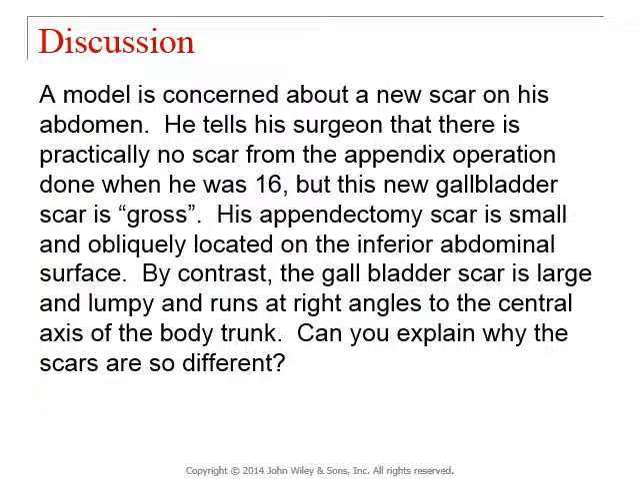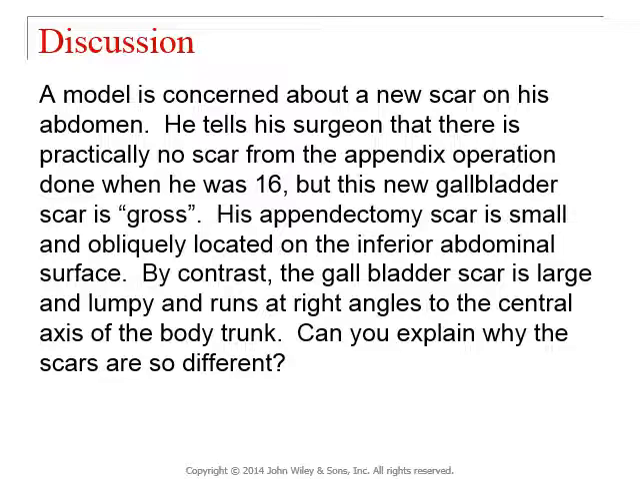So next discussion question. A model is concerned about a new scar on his abdomen. He tells the surgeon that there's practically no scar from the appendix operation he had when he was 16, but he had a gallbladder scar which is termed gross. His appendectomy scar is small and obliquely located on the inferior abdominal surface. By contrast, the gallbladder scar is large and lumpy and runs at right angles to the central axis of the body trunk. Can you explain why the scars are different?